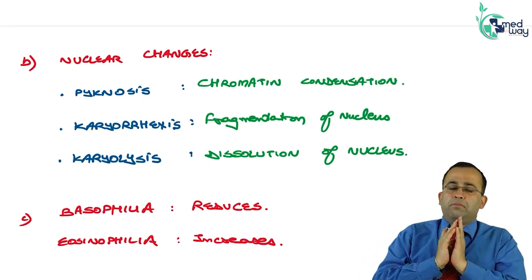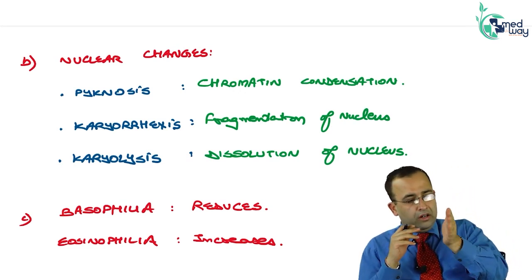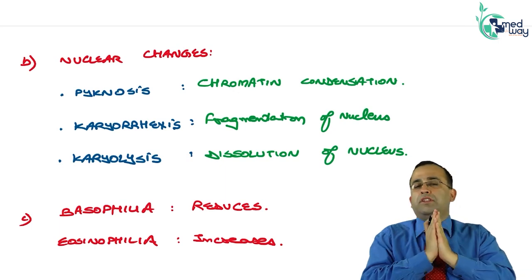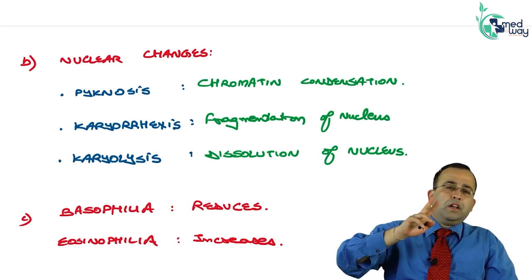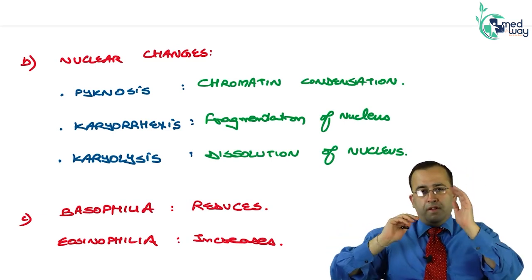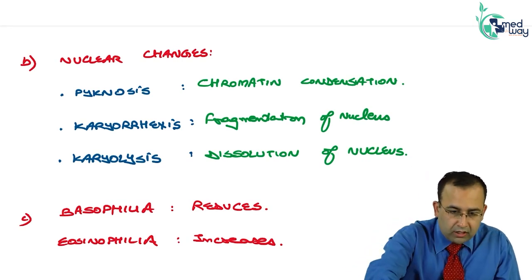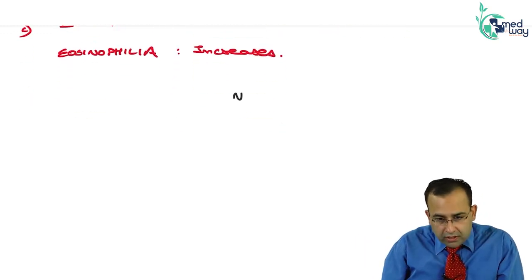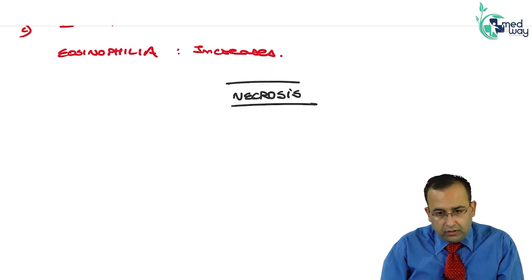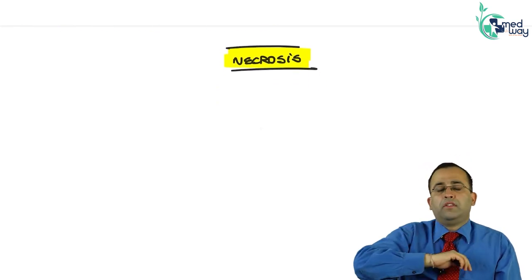These are the morphological features of reversible and irreversible cell injury. Now, irreversible cell injury occurs by 2 patterns, necrosis and apoptosis. So let us start with our first pattern of irreversible cell injury, that is necrosis.